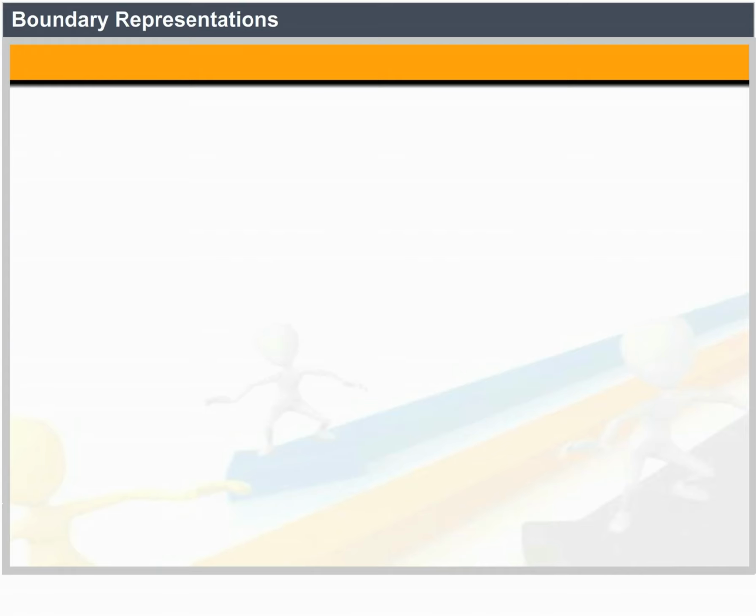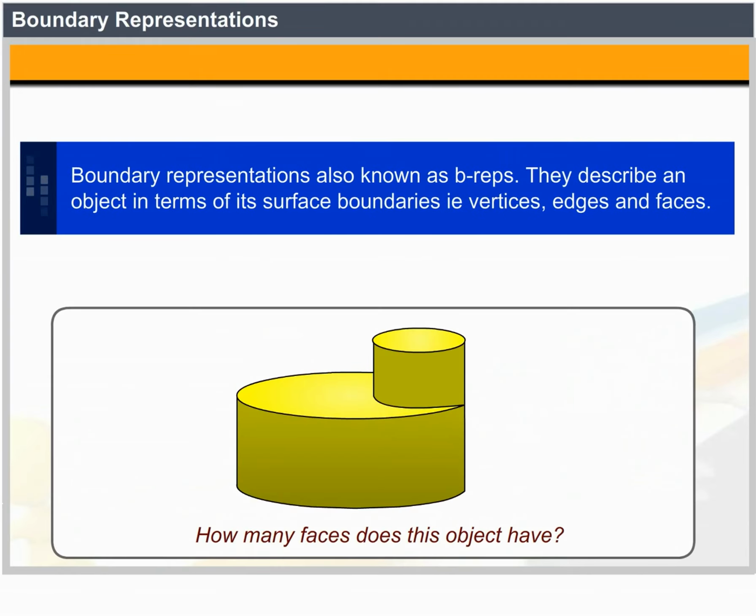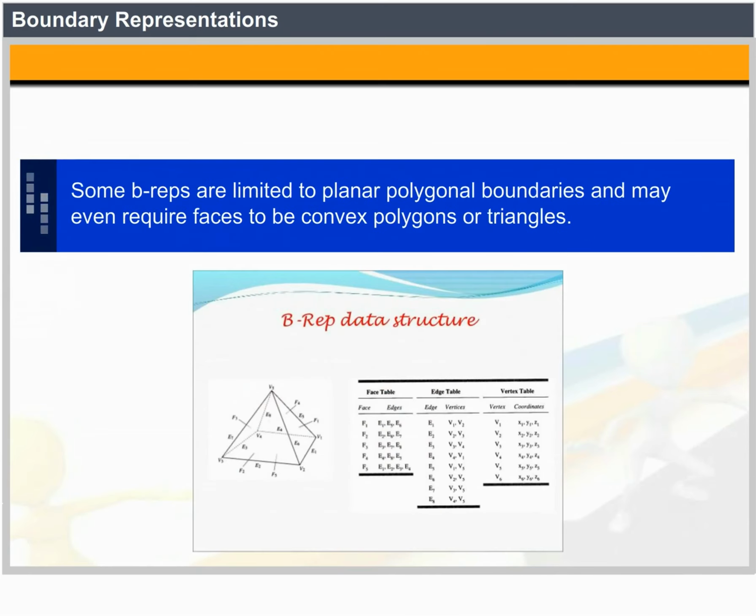Boundary representations, also known as B-reps, describe an object in terms of its surface boundaries: vertices, edges, and faces. Some B-reps are restricted to planar, polygonal boundaries and may even require faces to be convex polygons or triangles.